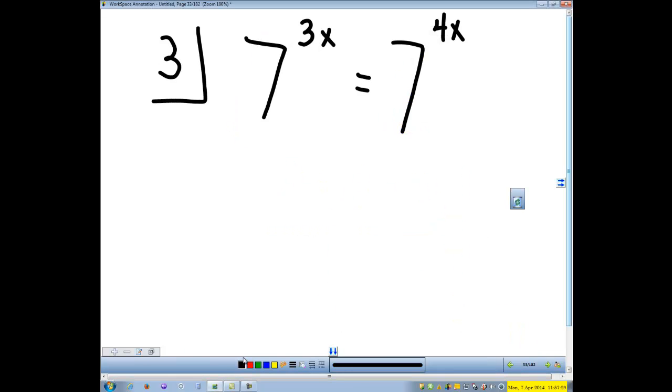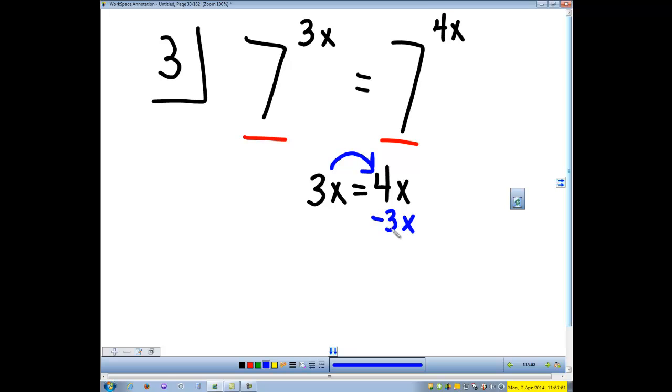Number 3. Look at the bases. Both these bases are the same. So we set the exponents equal to each other and solve for x. I need to get my letters to one side and my numbers to the other. Moving 3x to the right hand side and subtracting leaves 0 on the left side. 0 is equal to x, and this is my answer.